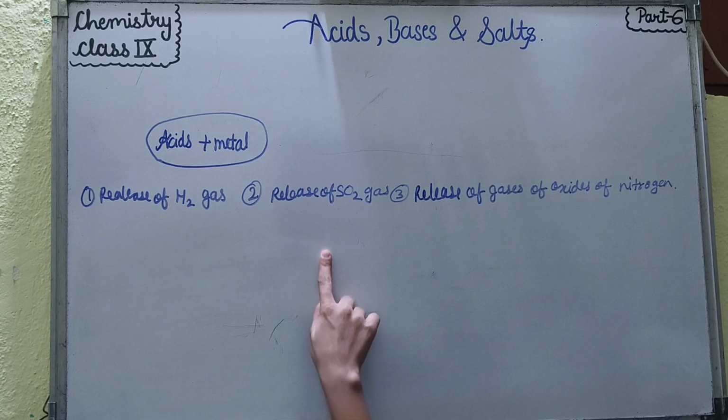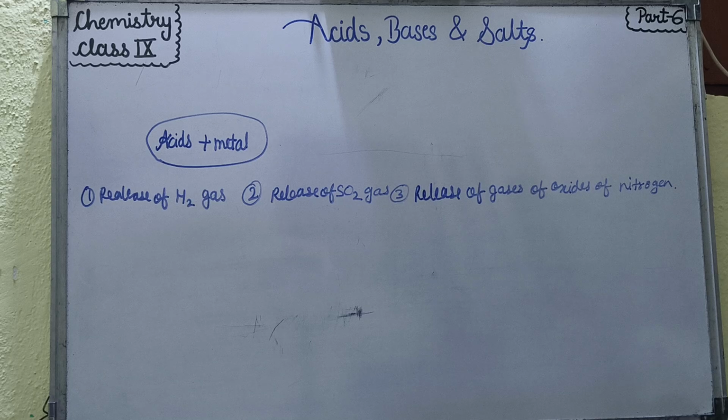Then release of SO2 gas. Only concentrated H2SO4 gives SO2 gas with metals. Example, Zn plus concentrated 2H2SO4 gives ZnSO4 plus 2H2O plus SO2.